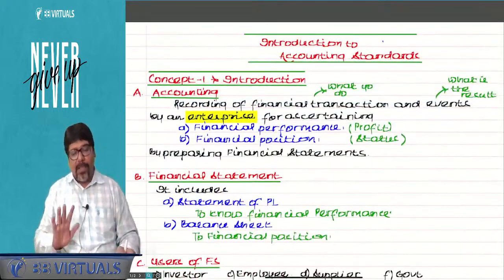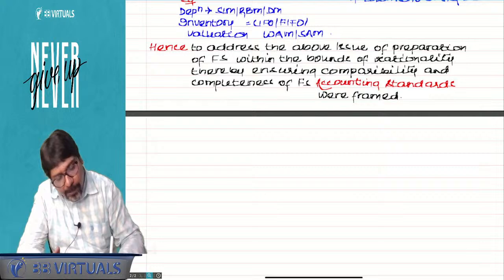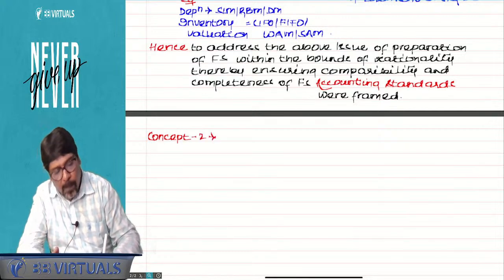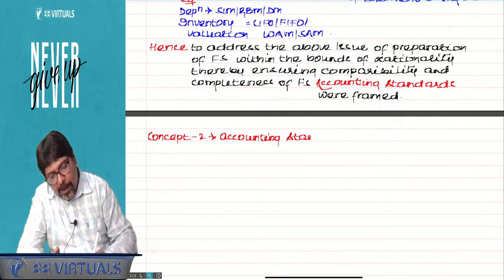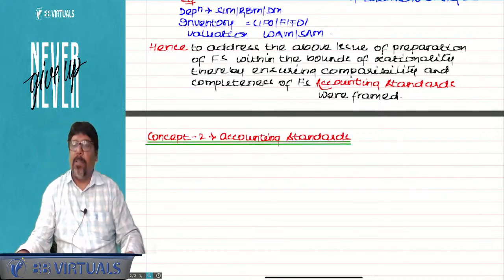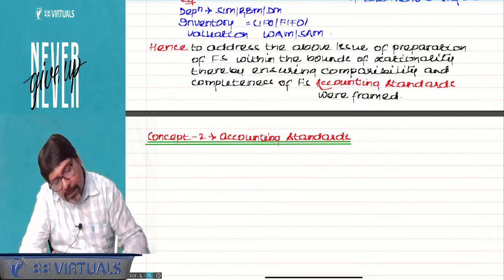So you understood the introduction, and why we need accounting standards. Now, chapter concept two: accounting standards. First we understood what accounting is, which led to why accounting standards. Correct? Now, if anybody asks me the meaning, what are accounting standards?